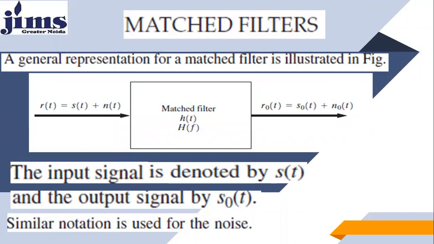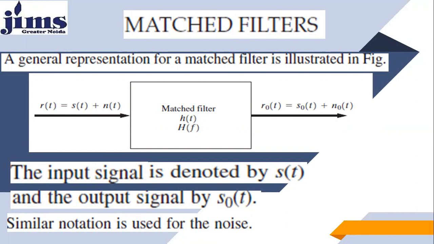A matched filter is one of the most useful filters in digital communication, because this filter gives maximum signal to noise ratio. That's why we use this matched filter. It has its importance in digital communication, and as far as the receiver is concerned, matched filter based receivers are used nowadays because of their results.